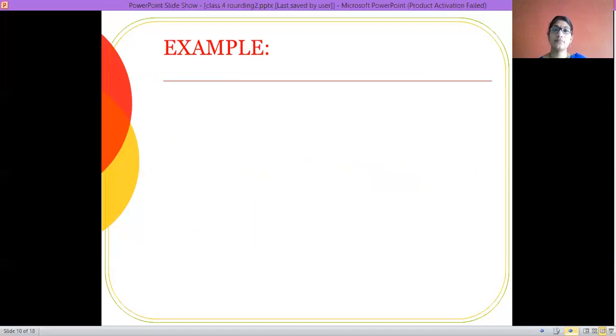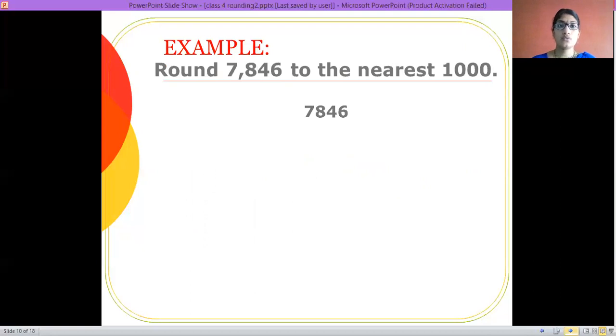Example. Round 7846 to the nearest 1000. Children, first we'll write the number. On top of each digit, we are going to write its places. Now, we'll identify our rounding digit, that is the digit to be changed. So here, the question asks us to round to the nearest 1000. So the digit in the thousands place is our rounding digit.